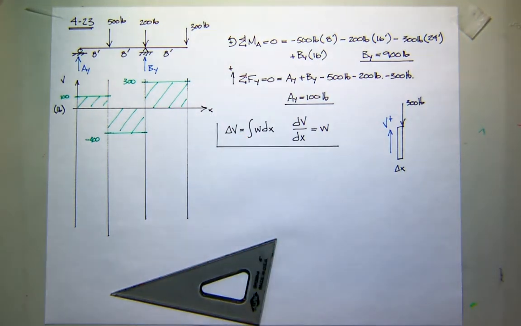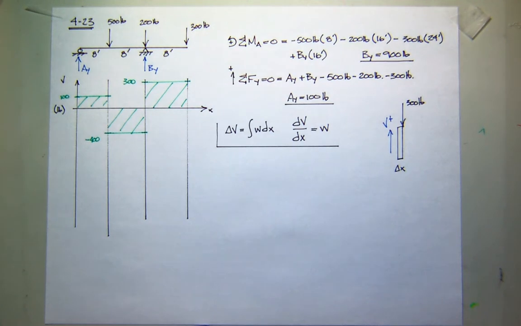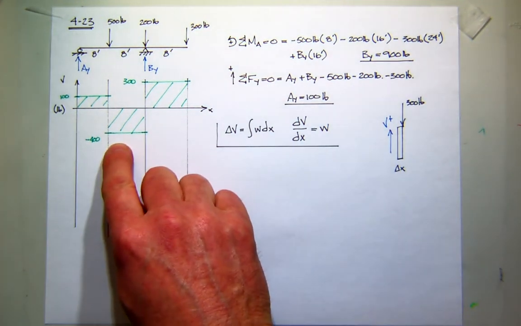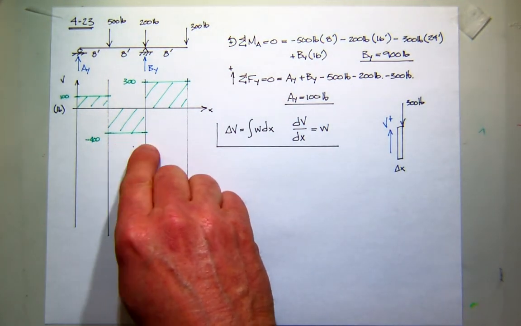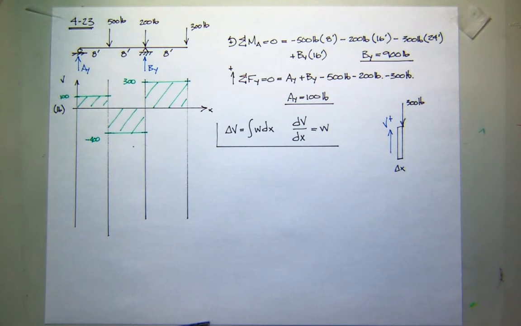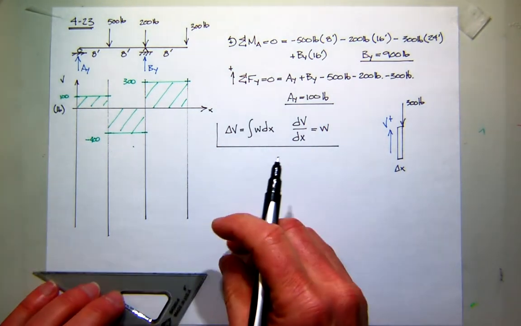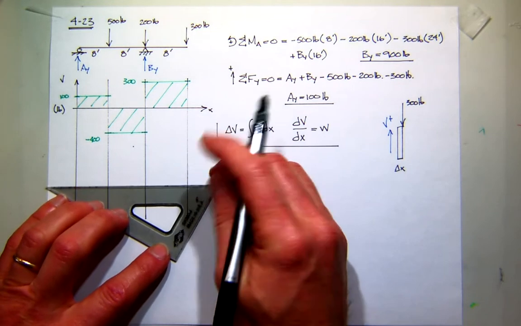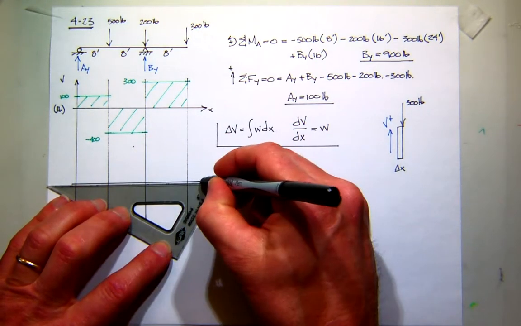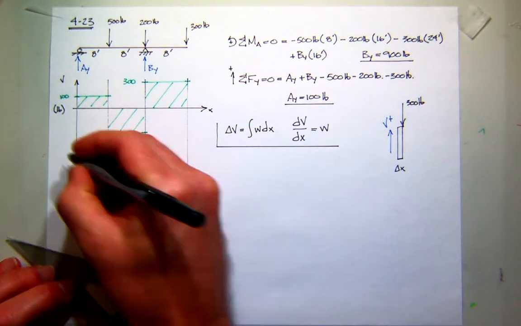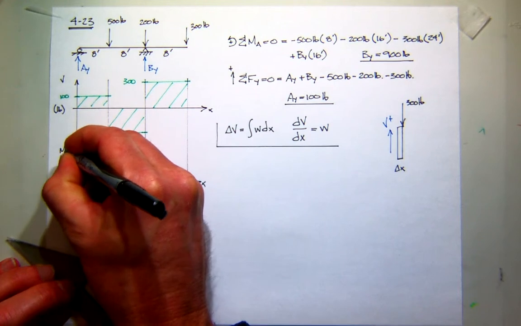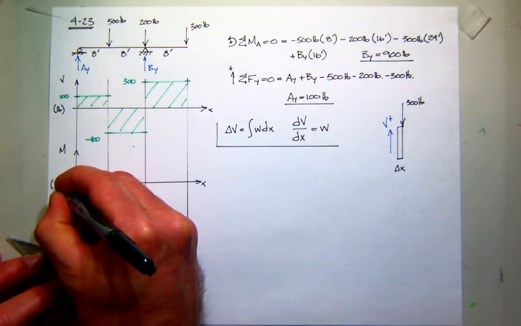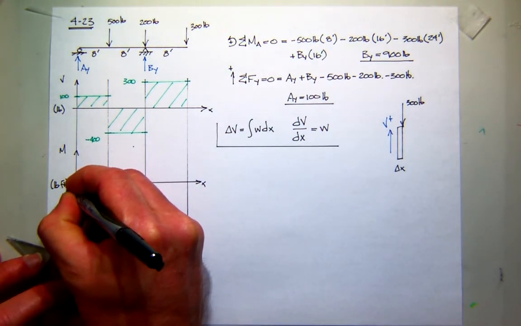So where's the maximum shear in the beam? Minus 400. And it occurs in the middle third. Okay? So now it's time for the moment diagram. So I'll draw my positive X and my positive moment. The units will be pounds for force and feet for distance.